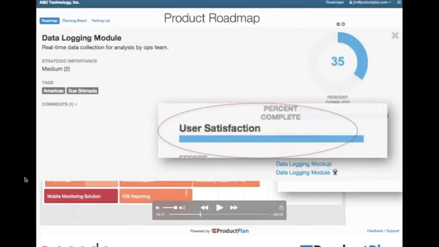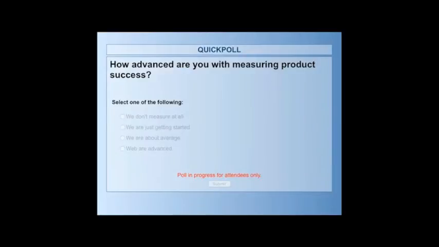Okay, great. So I think that we're going to move on to the next section, and Eric is going to be talking about actually measuring product success. And I think you have a poll, Eric, for this next section here. Great. So, how advanced are you at measuring product success? And the last one's, we are advanced versus we don't measure at all. Give people a moment to answer that.